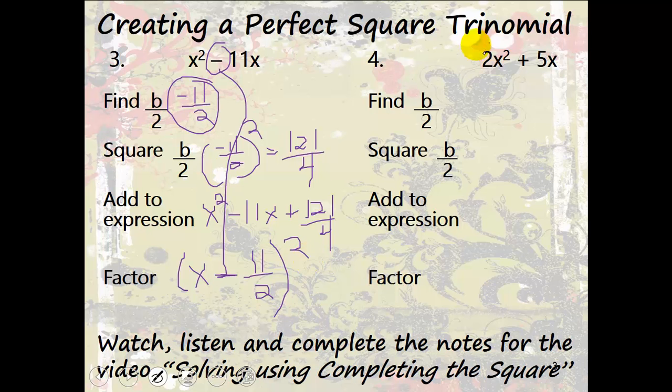Now, notice that a here is not 1. The technique that I just taught you only works when a is 1, so we have to force it to be that way. So we're going to rewrite this as x squared plus 5 halves x. We're just going to divide through by 2, okay? Whatever the a coefficient is. Then we're going to take 5 halves, and we're going to take half of it. So that's going to give us 5 fourths.